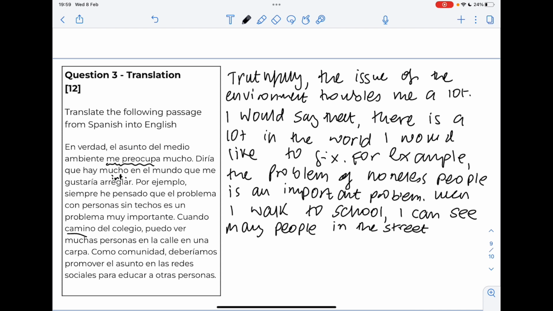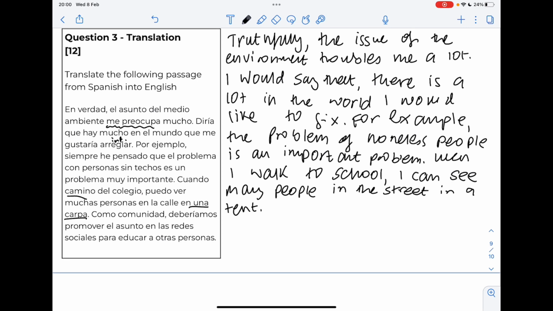And then this part here, en una carpa. Carpa is just the generic word for tent, so in a tent. Although in all honesty, it probably should be tents, en los carpas. But for the sake of this session, we'll just leave it like that.